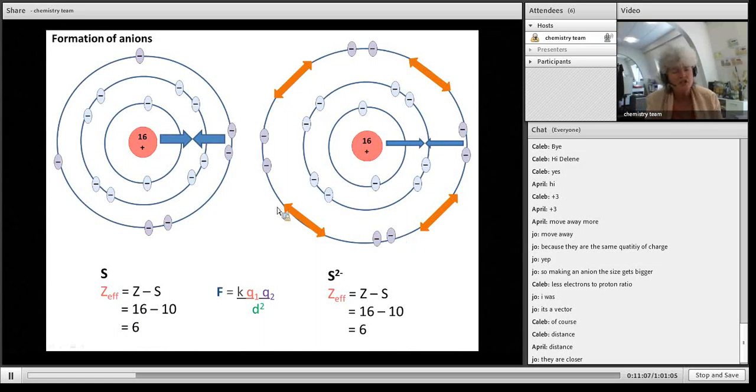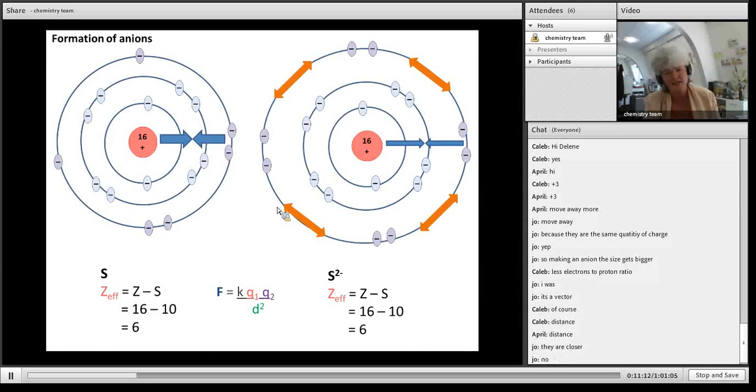Any questions on formation of ions and explaining that? So I hope that's clarified things.